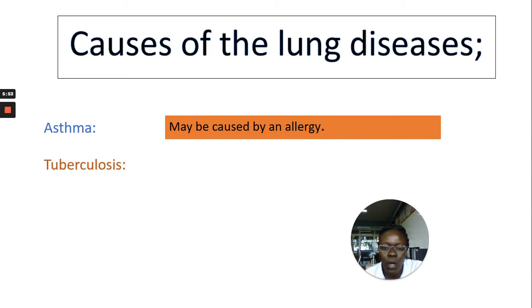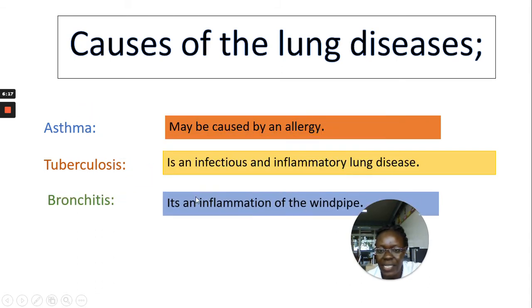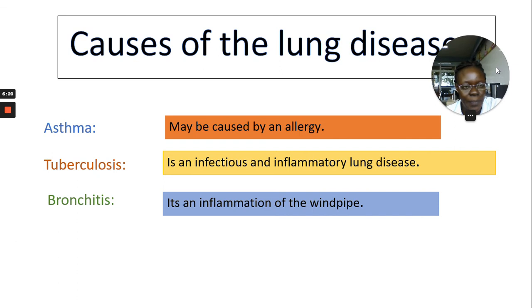Then we have tuberculosis. Tuberculosis is an infectious and inflammatory lung disease. Infectious means that it can transfer from one person to another. And inflammatory lung disease means that it swells the lungs. Then we have bronchitis, which is an inflammation of the windpipe. So if you have bronchitis, it means that there's a swelling in your windpipe. Then we have emphysema.